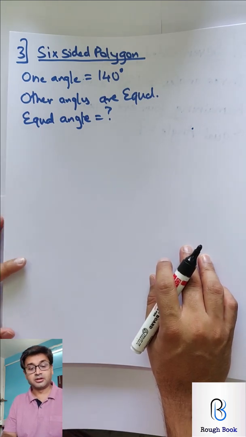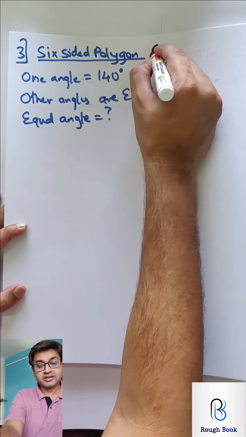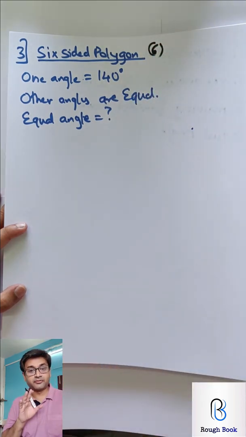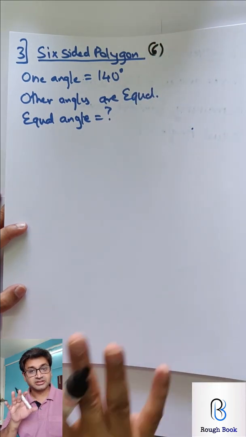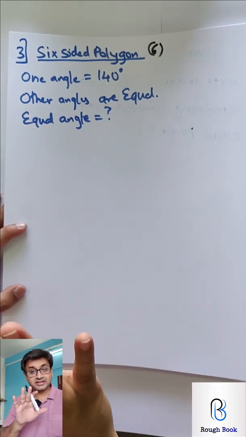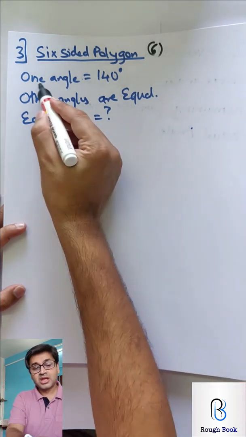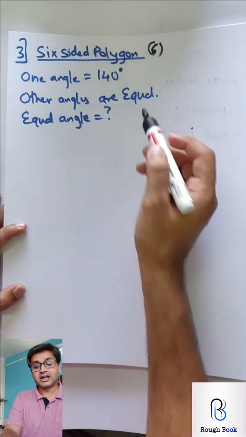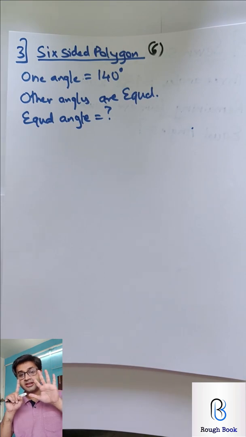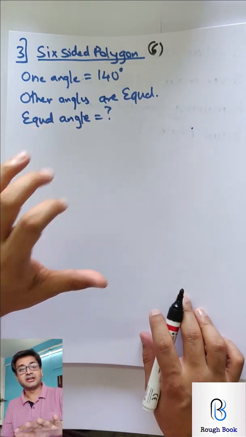Everyone, sum number 3, come on, hit it. This is a 6-sided polygon. That means the number of interior angles, number of exterior angles, and number of sides are all 6. One angle is 140 and the other angles are equal. How many angles did we say? 6. One is 140. How many left? 5. We will call each of these remaining 5 angles x.